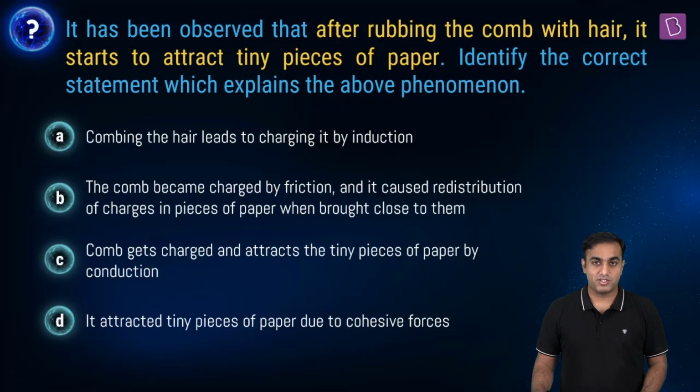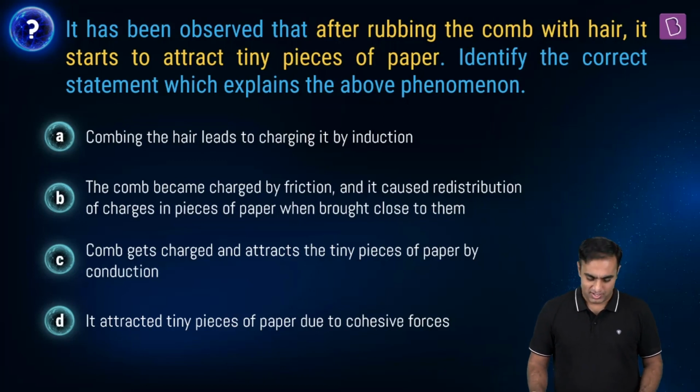Let's move on to the next question. It says, it has been observed that after rubbing the comb with hair, it starts to attract tiny pieces of paper. Identify the correct statement which explains the above phenomenon. Look at the options. Combing the hair leads to charging it by induction. The comb became charged by friction and it caused redistribution of charges in pieces of paper when brought close to them. Next one. Comb gets charged and attracts the tiny pieces of paper by conduction. And the last one. It attracted tiny pieces of paper due to cohesive forces.